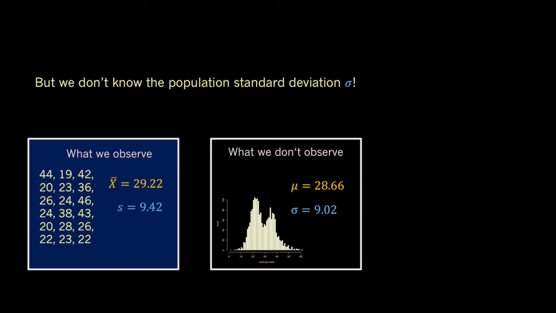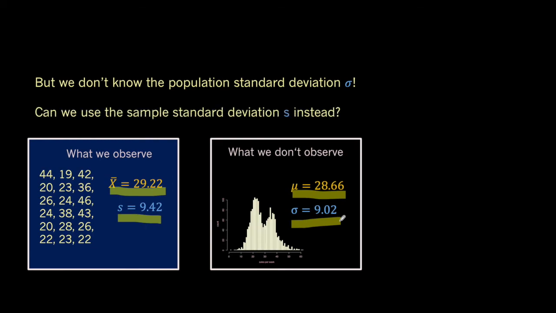Now, what do we notice here? What we notice is that the mean of the sample and the mean of the population, they're very close to each other. But we know that. That's the central limit theorem and all of that. But we also notice that the sample standard deviation and the population standard deviation are also very close to each other. They're not quite the same, but they're similar. 9.02, 9.42, okay, they're not the same. But the question is, could we use S? Could we use the sample standard deviation to construct an interval?